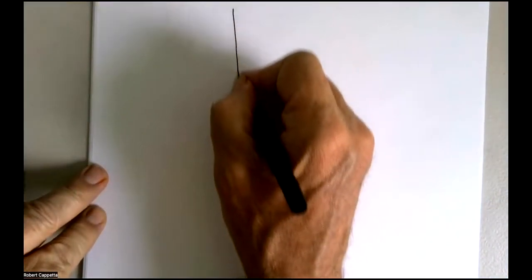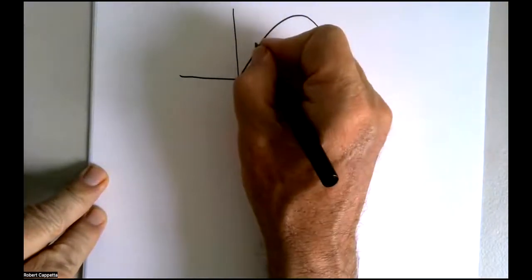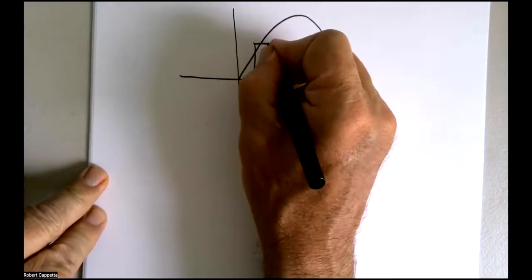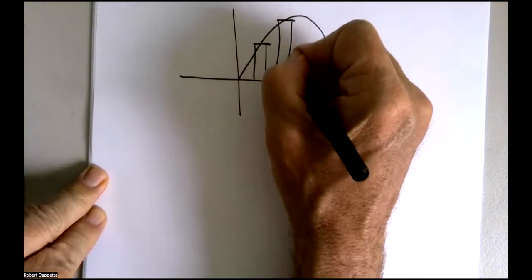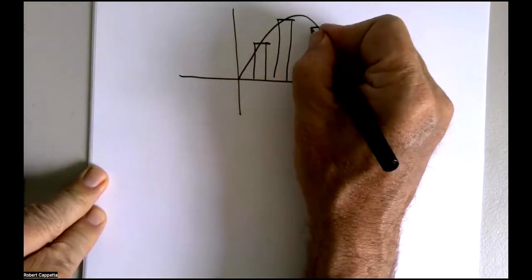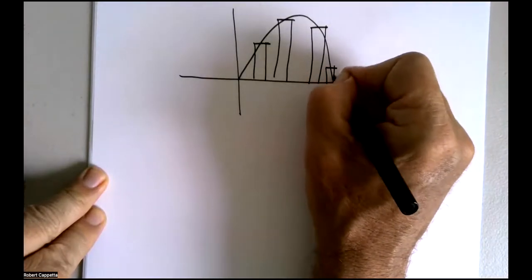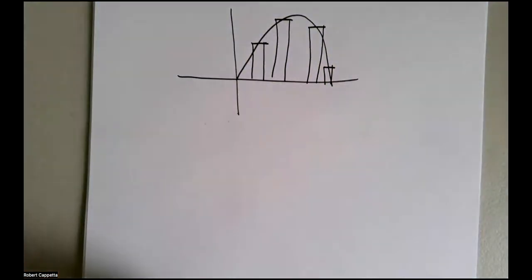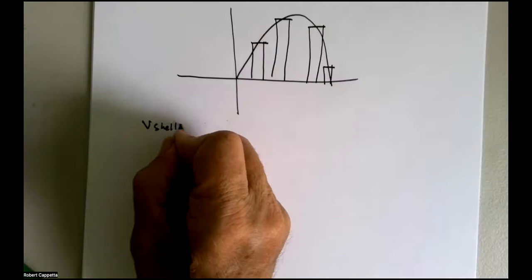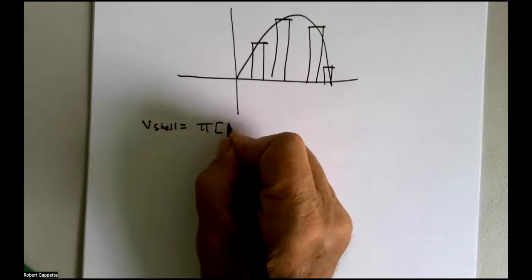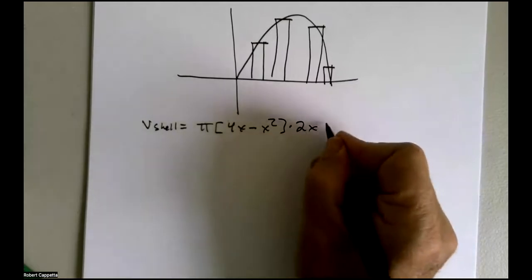So thinking about this, here's our picture. We picked one value of x to get this shell. We could have picked another value of x to get this shell. And imagine going all the way across and doing n different ones as we're doing this, right? You get the idea? So the volume of a single shell, fine, we have that. The volume of a single shell is pi times 4x minus x squared times 2x times the change in x.